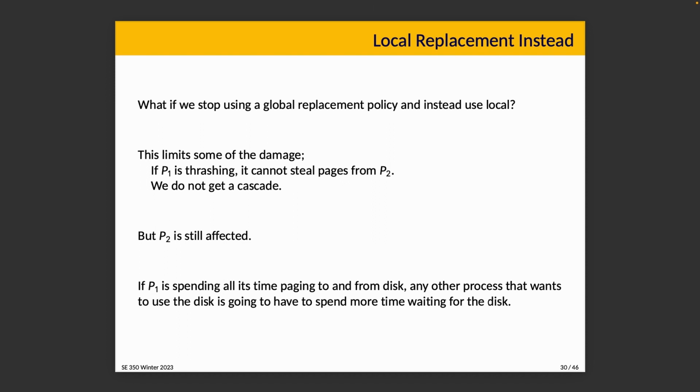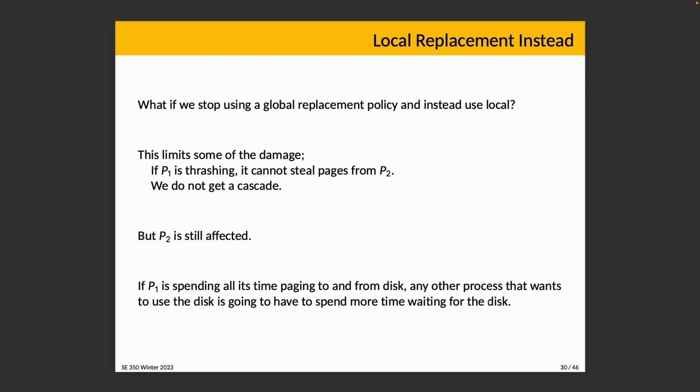So what if we stop using global replacement and instead use local? Would that prevent us from getting into thrashing? It limits some of the damage, right? If process P1 is thrashing and it's not really executing very much because we're doing so much work to load pages in and out of memory, well, it can't steal pages from P2, so we don't get a cascade. Process P1 is unhappy, they're having a bad time, but other processes are able to continue as per usual.